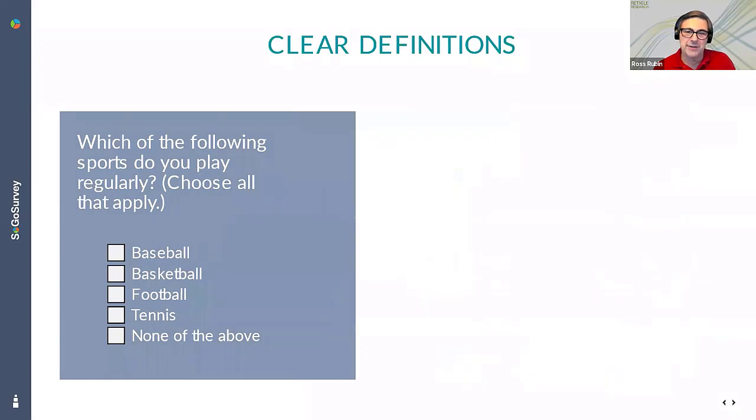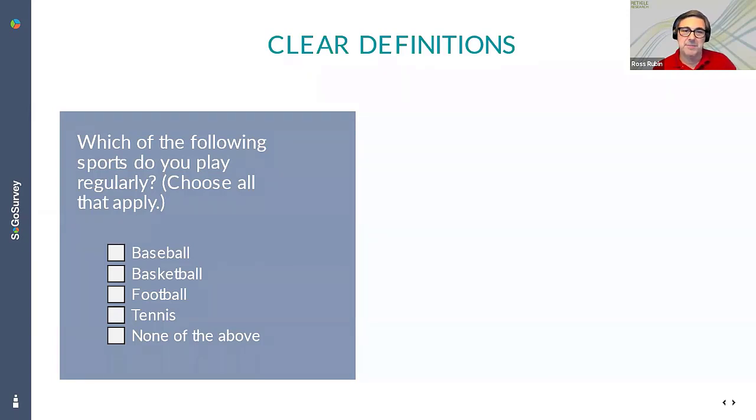All right, we talked about clear definitions, and this seems to be a pretty innocuous question. Which of the following sports do you play regularly? This is another choose all that apply. We've got four different sports and a none of the above. And this really has, again, two kinds of issues. Somewhat similar to the intent question, we have this term regularly. Well, what's regularly to me may not be regularly to you. Maybe I play baseball 3 times a week during the summer, but of course, once it gets colder out, I don't play it at all.